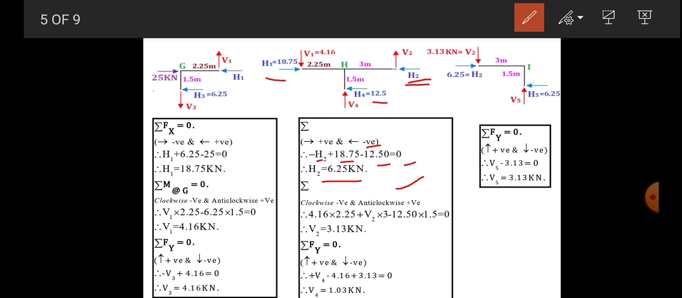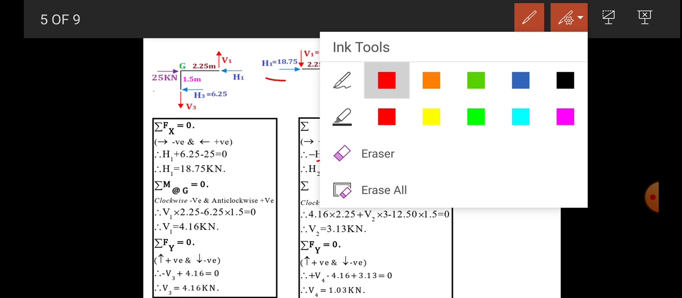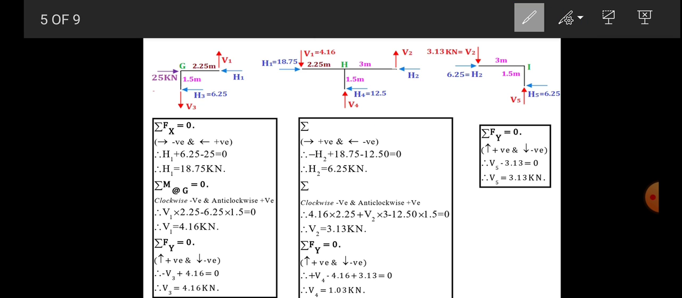Then take a moment about H. Clockwise is negative, anti-clockwise is positive. When we take a moment about H, the forces which are along the member have zero moment. How many forces are along the member? H1, H2 and V4 are along the member, so their moment will be 0. Only the moment of perpendicular forces, that means V2, V1 and H4, we have to take about H. So let's take them one by one.